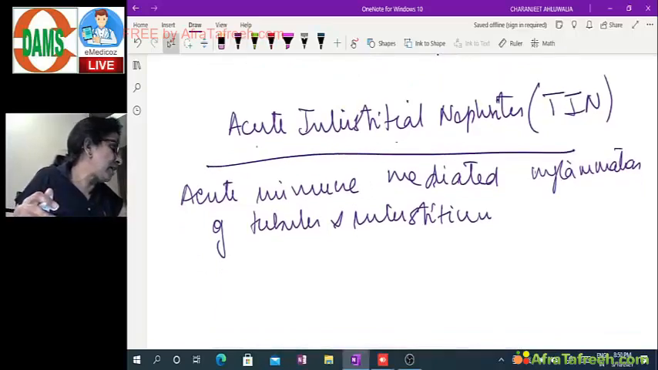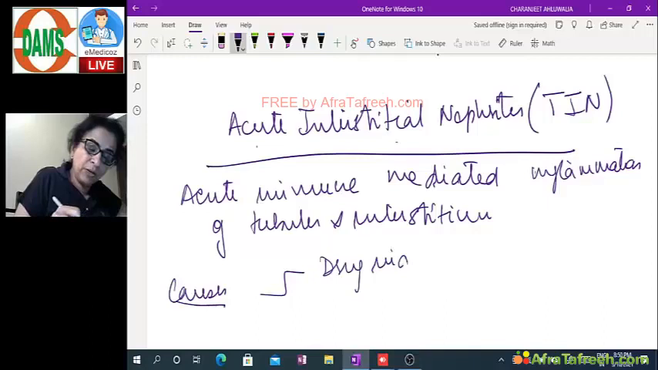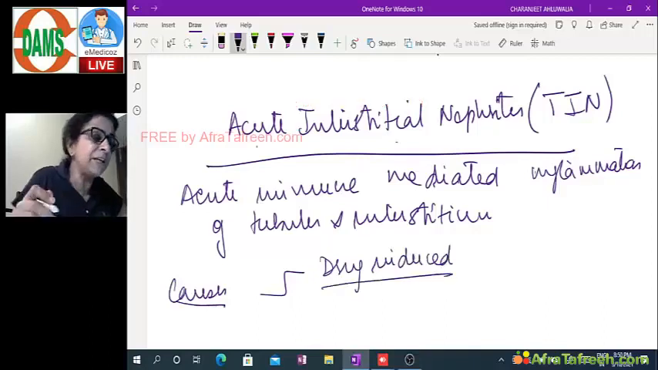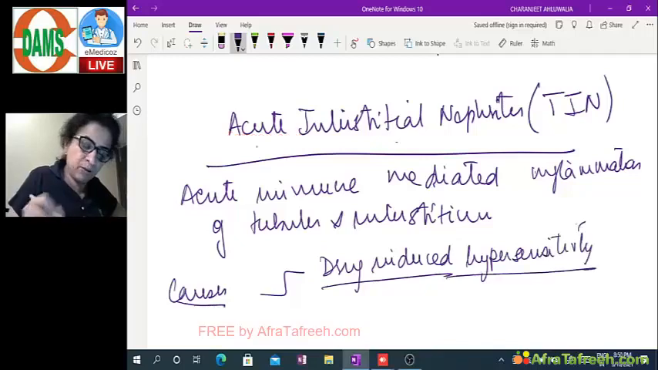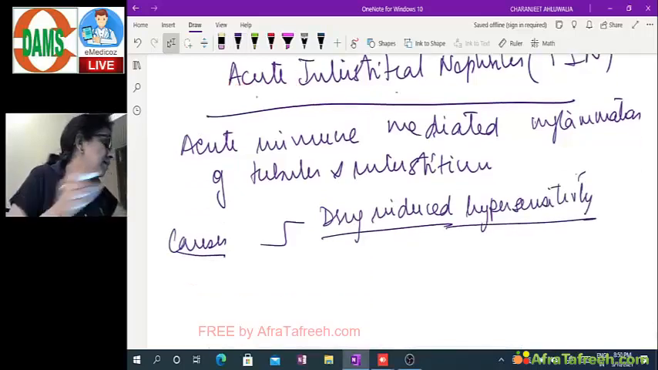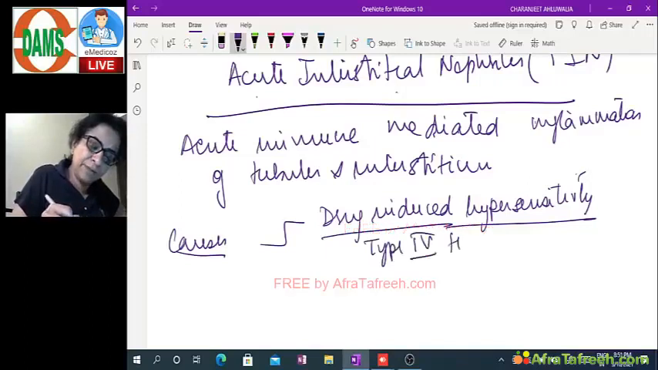अच्छा, now usually acute tubulointerstitial nephritis के causes क्या है? Very important cause is drug induced. You know, drugs act as haptens. Drugs act as haptens, and in response to drugs, drug induced hypersensitivity, the immune reaction is produced, and this is usually a type 4 hypersensitivity reaction. So it is due to type 4.